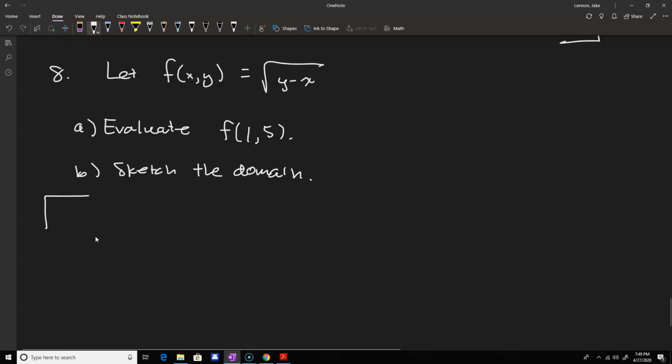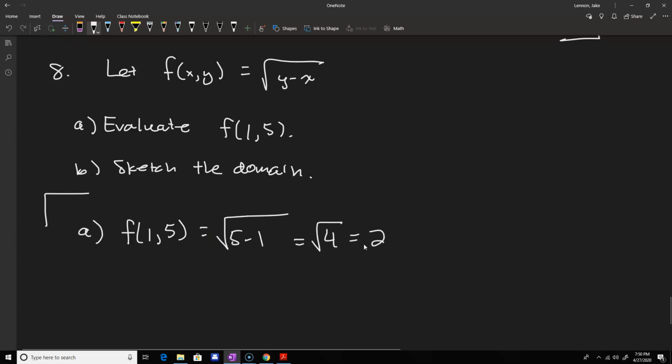So for 8 here, we want to evaluate and then find the domain. This is a three-dimensional function, 2 input variables, 1 output variable. So f of 1, 5, we're just replacing y by 5 and x by 1, and it's going to give us a z value. So we end up with the square root of 4, which is just equal to 2.